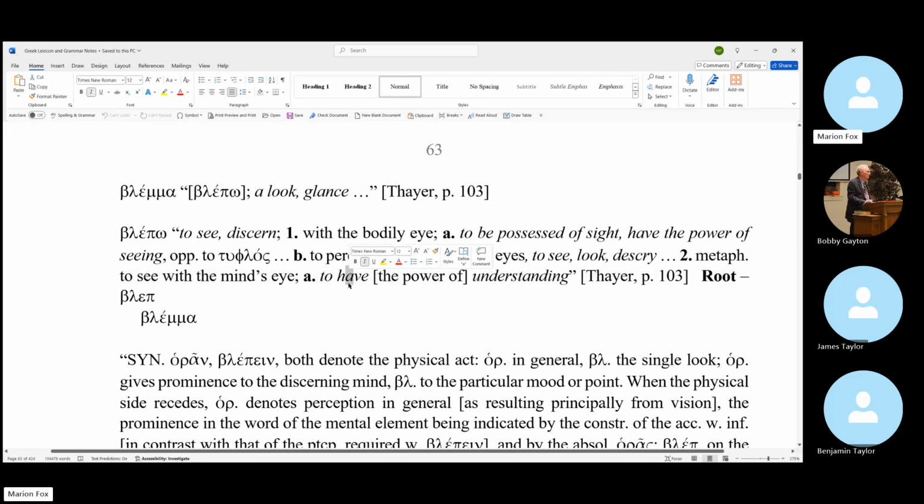And some people will say, oh, I see. And they mean, now I understand this. So look at it carefully to understand it. Does that help? That's where blepo comes in. Yes, sir. Thank you. All right. Come out of this.